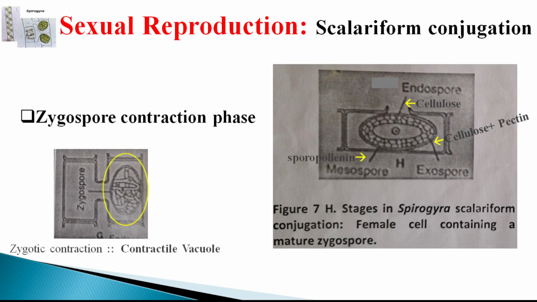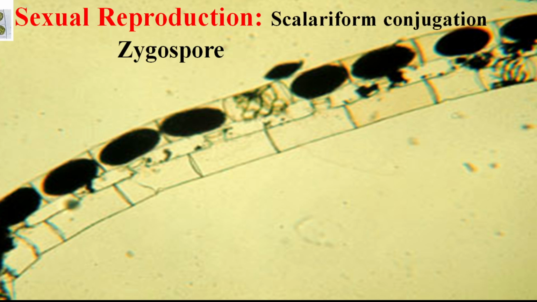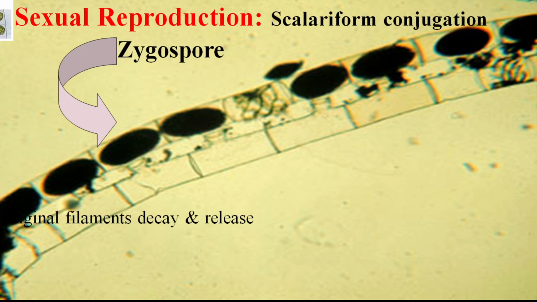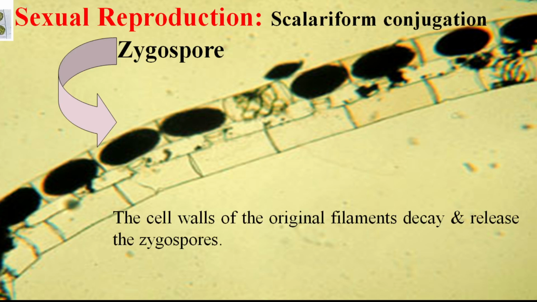So my dear friends, I hope you have understood this third but very important stage in the scalariform conjugation of Spirogyra. This is a very beautiful slide photograph, in which you will notice that zygospores are produced in one filament, and the second filament has blank spaces. The cell wall of the original filament possessing the zygospores later decays due to adverse conditions, and through that the zygospores are released.